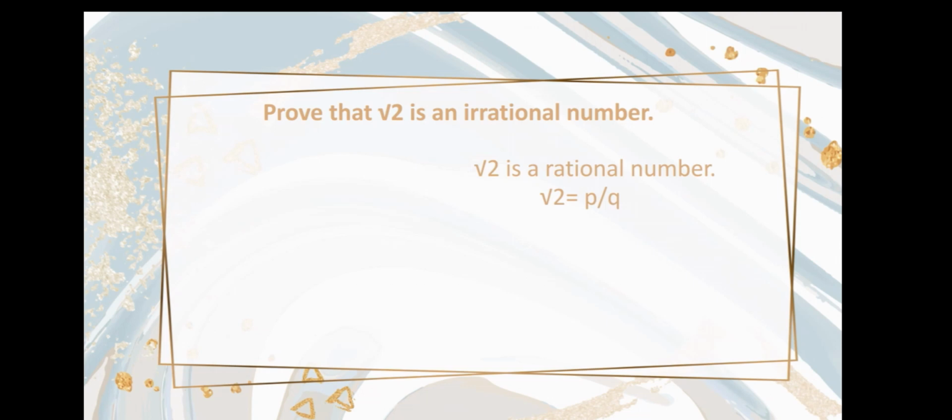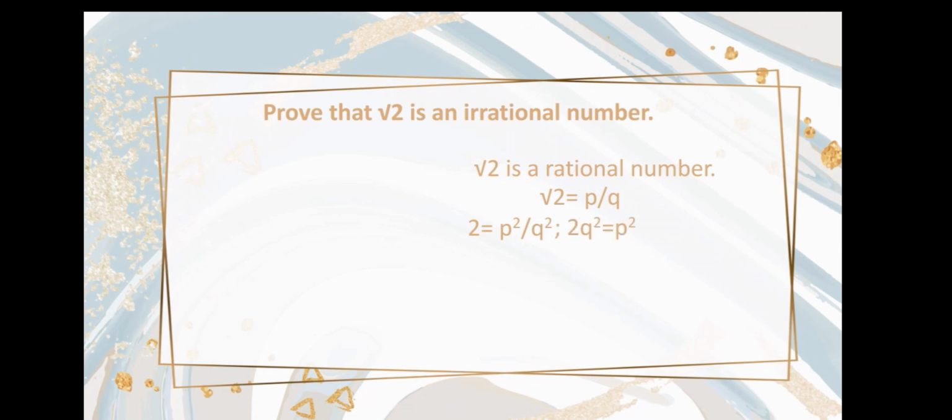Let's also assume that this fraction, p over q, is in its lowest terms, which means that p and q are relatively prime numbers, which means that p and q have no common factor except for 1. So in other words, p and q can't both be even numbers because they would have a common factor of 2. Then let's move on. Square both sides, we get 2 equals p squared over q squared, then simplify. We get 2q squared equals p squared.